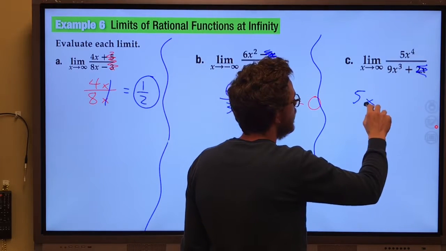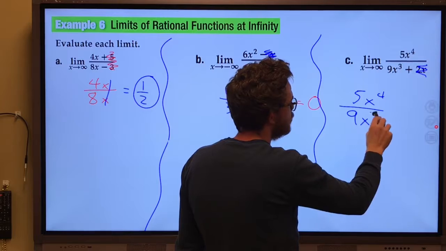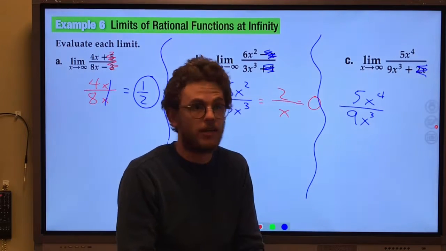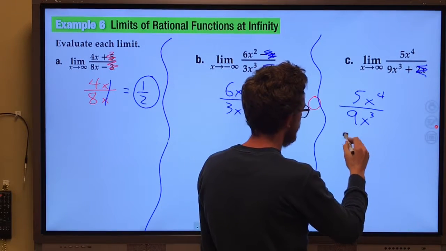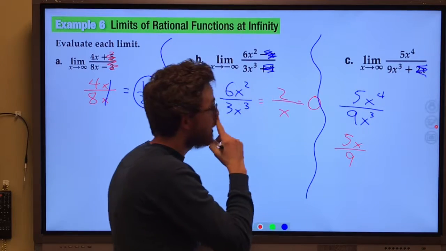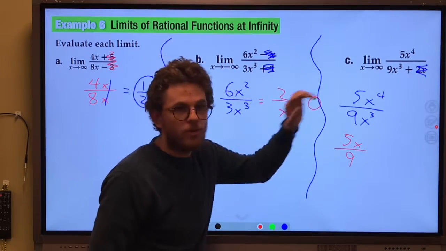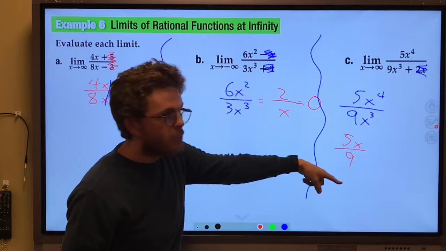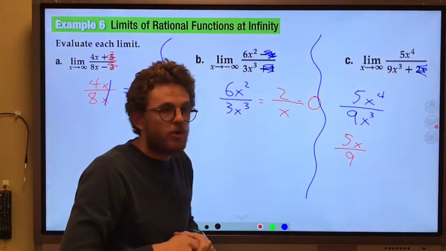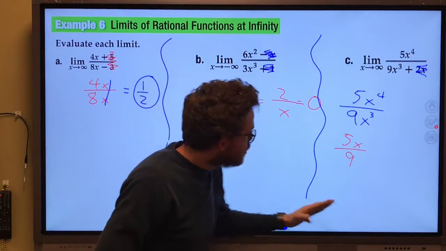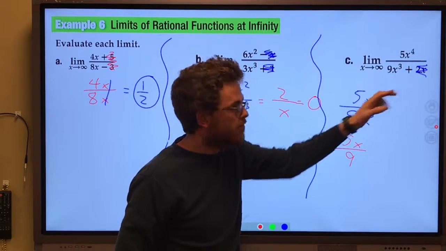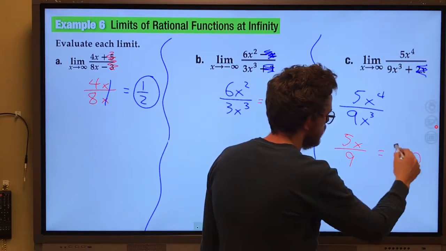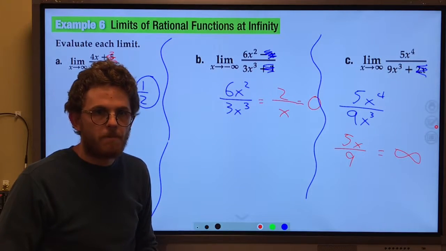So we're really looking at 5x to the 4th over 9x cubed. That's the significant pieces of this function when we're talking about x going to infinity, which does simplify down to be 5x over 9. And as we are talking about x going to infinity, as this numerator is getting larger and larger, well, divided by 9 becomes pretty insignificant. We're still going to be able to go to infinity. This is linear. This is going to a positive infinity in the y's as the x's approach positive infinity. Our limit here would be a positive infinity. That's what it's going towards.